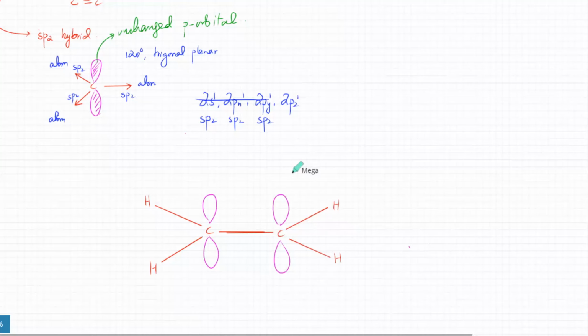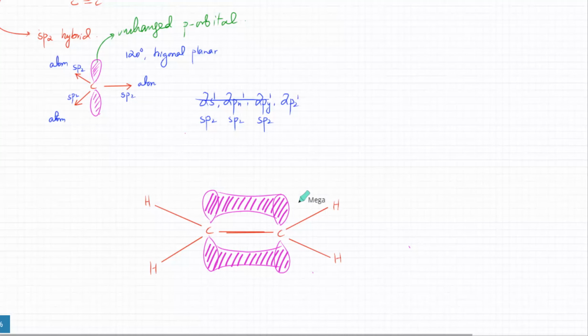Now the unchanged p orbital would be the one forming pi bonds. Since the two orbitals are parallel to each other, they would start overlapping above and below, and these two would also start overlapping above and below. And there's going to be this large electron density that would accumulate on the top of the axis and the bottom of the axis. So the electron density is going to exist above and below the plane. Now the molecule of ethene is going to be completely planar. You get a lot of questions.